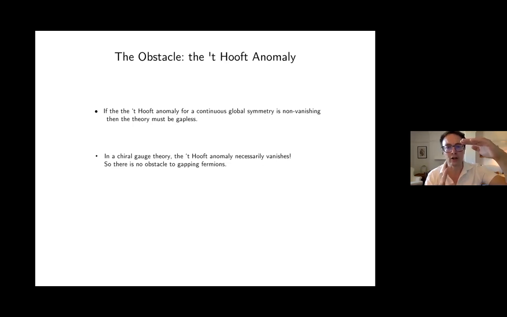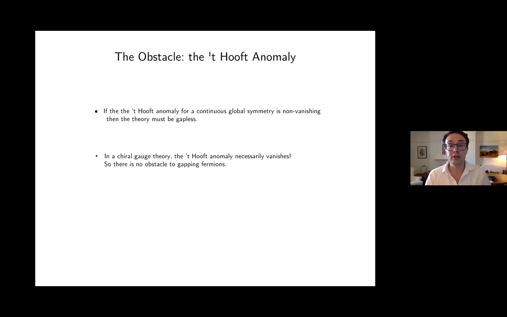I should add that for discrete symmetries, you might get a topological quantum field theory in the infrared, but for continuous symmetries, that's not an option in 4 dimensions. So you cannot gap fermions preserving any symmetry G that has a 't Hooft anomaly.